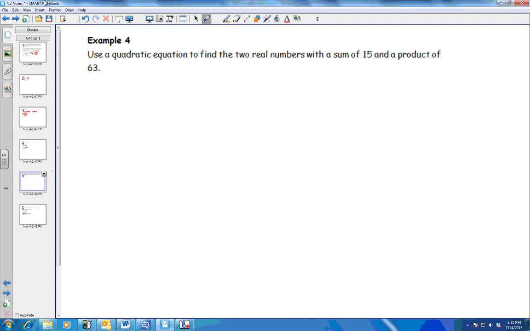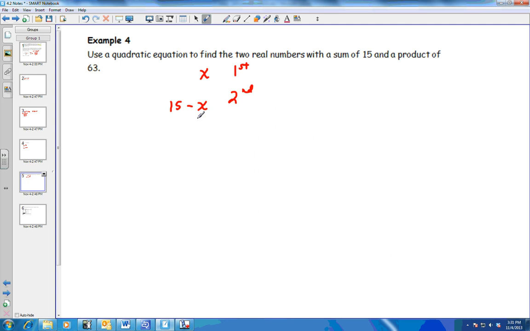All right, so we don't know what these two numbers are, so I'm going to call one of them x. I'm going to say that's my first number. Now, if I know that these two numbers have to add up to be 15, does it make sense that my second number would be 15 minus x?